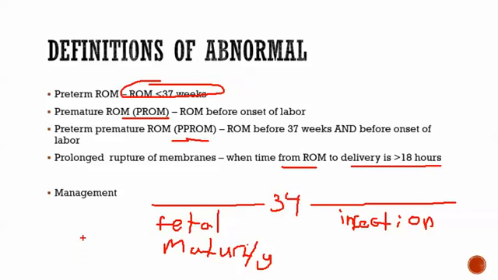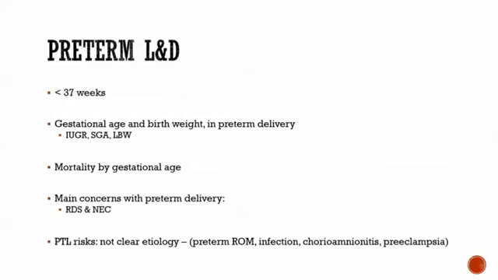All right, so that's the general idea behind that. Now we'll move on to preterm labor and delivery. So again, we're talking about less than 37 weeks.